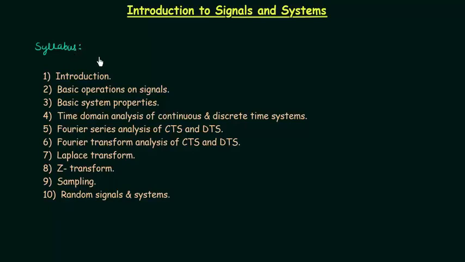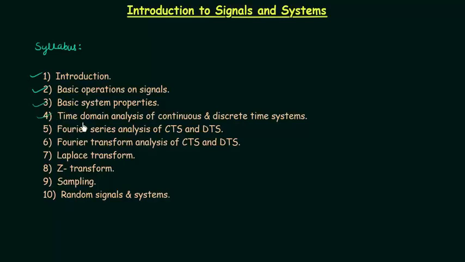The syllabus is broadly classified into 10 different parts. The first one is the introductory part, in which we have to deal with a few basic definitions and classification of signals and systems. The second part is the basic operations on signals. In this part, we will perform basic operations like scaling, shifting, integration, differentiation, etc. In the third part, we need to learn the basic system properties like static, dynamic, causal, non-causal, etc.